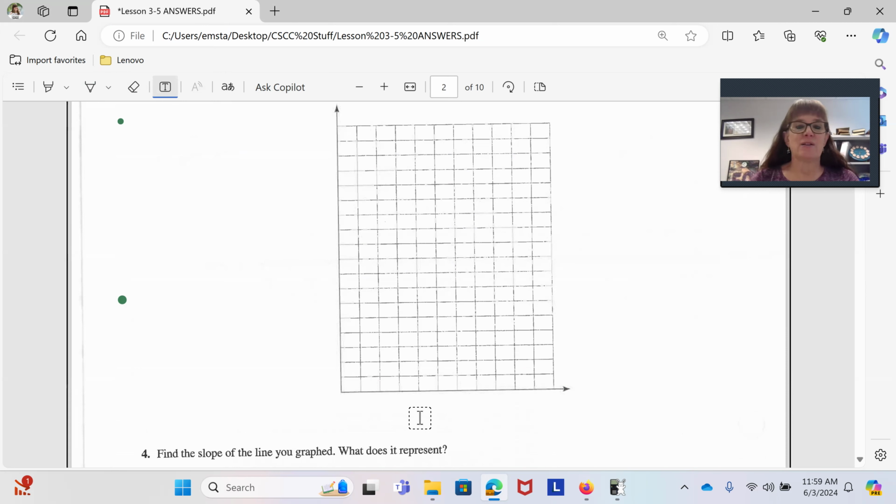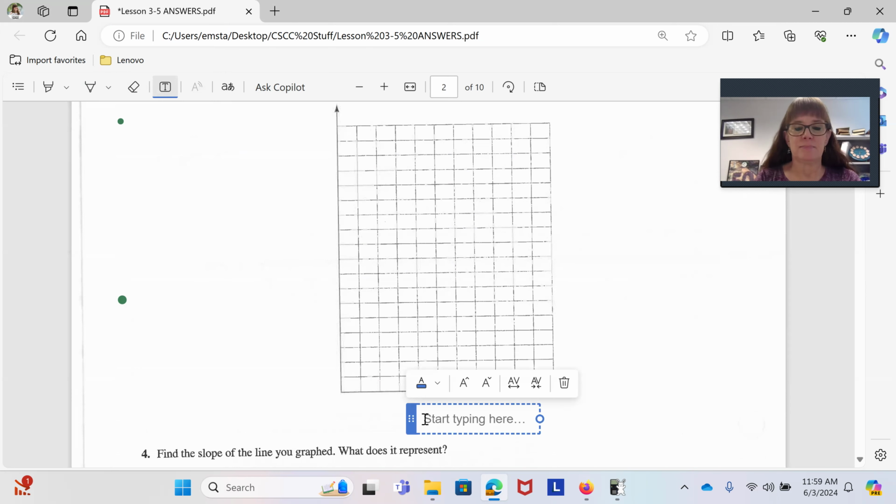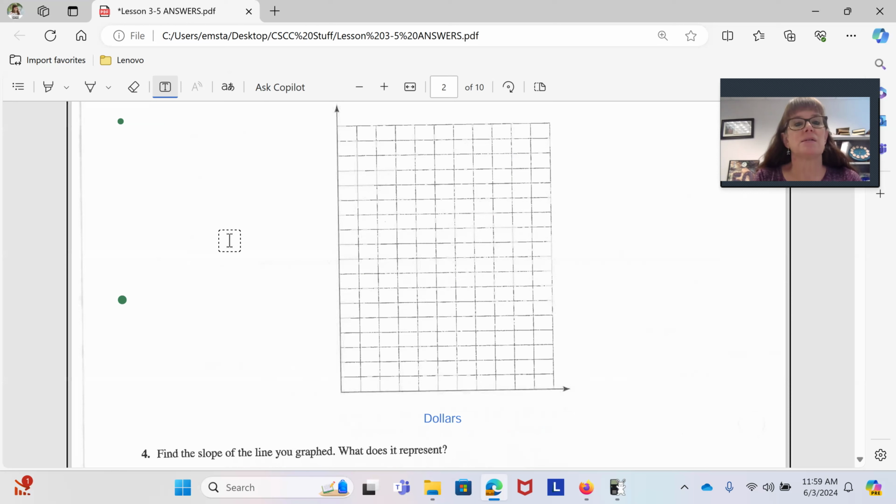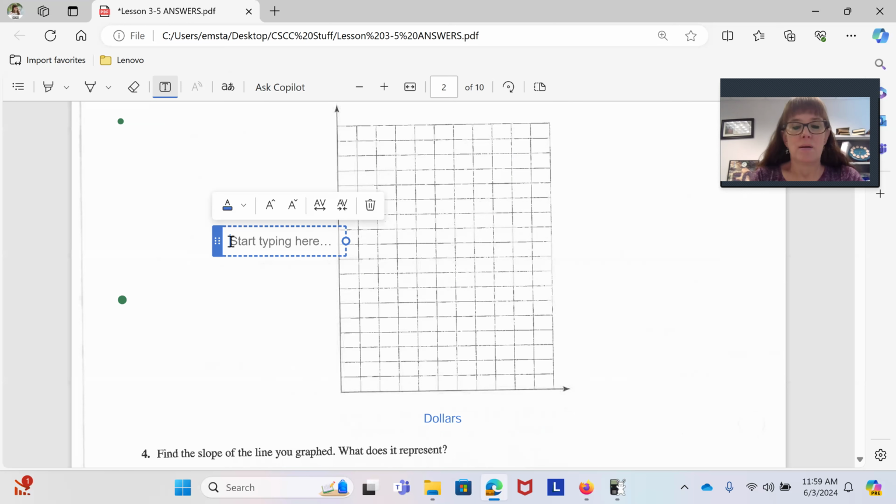So we're gonna use dollars across the bottom and rupees, R-U-P-E-E-S, it's not typing. The Indian, I just spelled that wrong. The Indian money. We'll use that along the side.